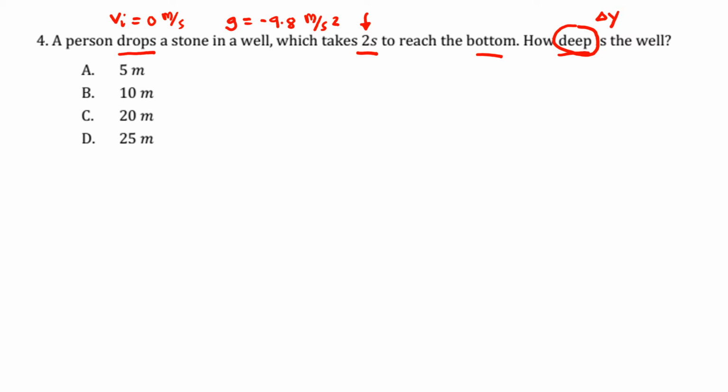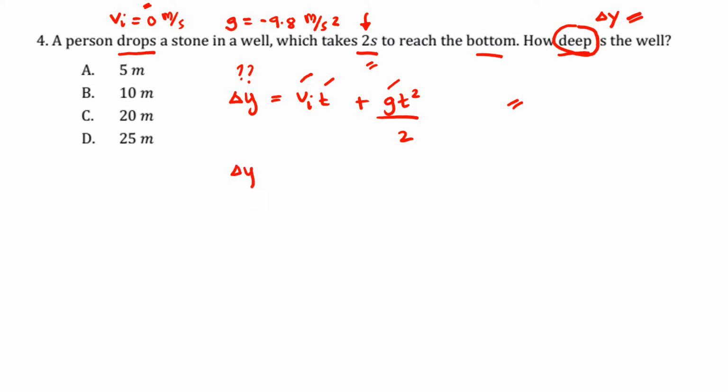So what equation are we going to use to solve for displacement if we have our initial velocity and the time it takes to reach the bottom? So we have delta y is equal to v_i t plus g t squared over 2. Let us use this equation. It's the second equation, and we are going to solve for delta y. We have initial velocity, we have time, we have acceleration due to gravity.